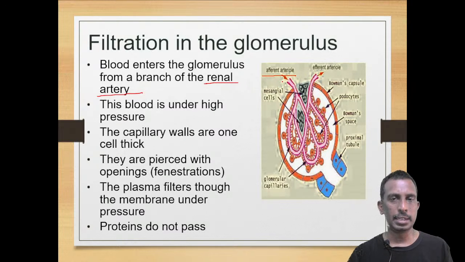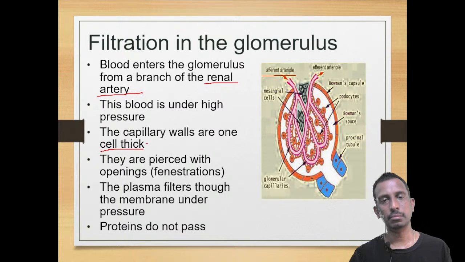As the blood enters with high pressure, the capillary walls are very thin. These capillary walls are 1 cell thick. Here you can see the afferent arteriole through which blood enters, and this is the efferent arteriole through which blood leaves.